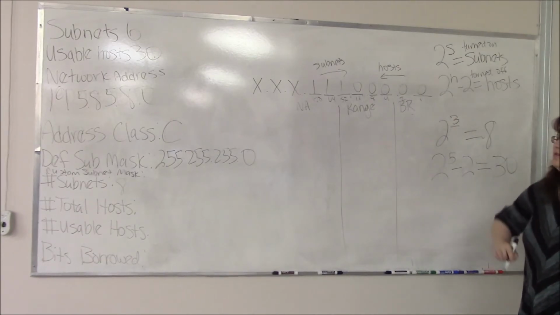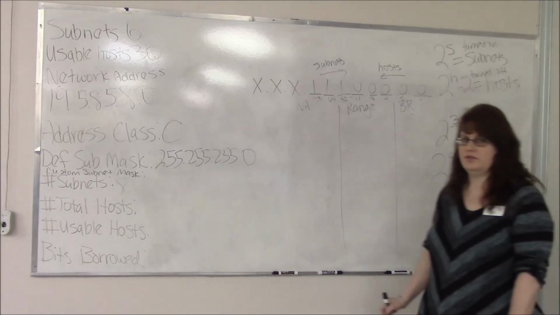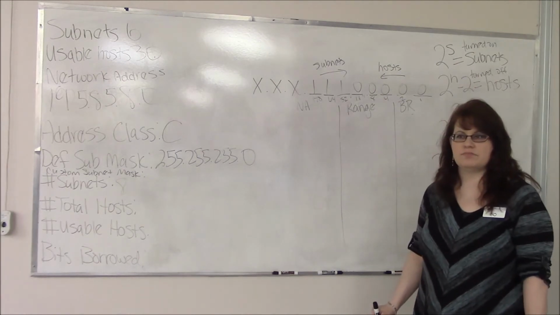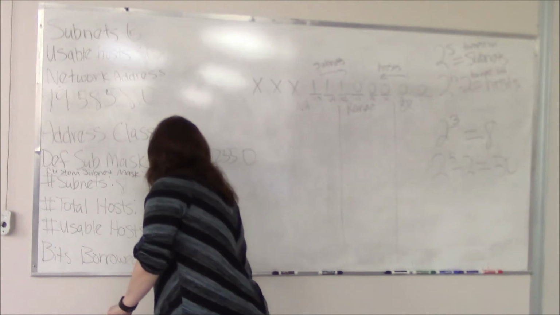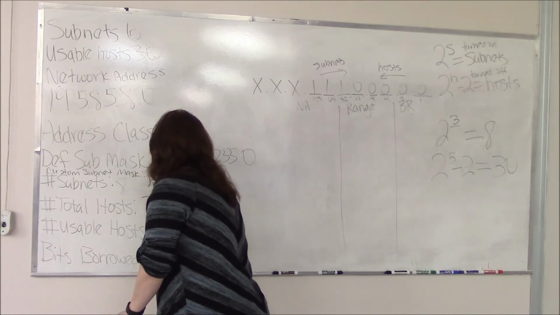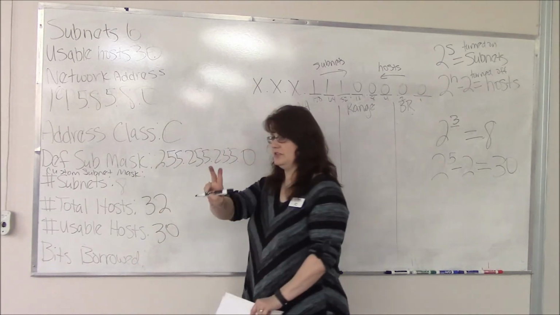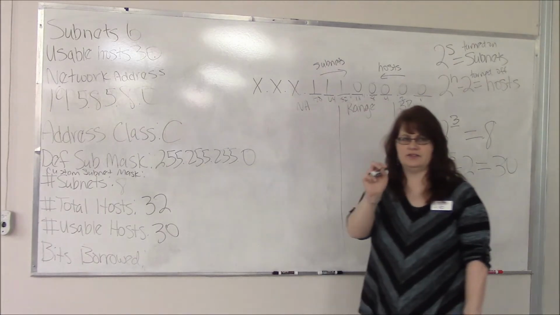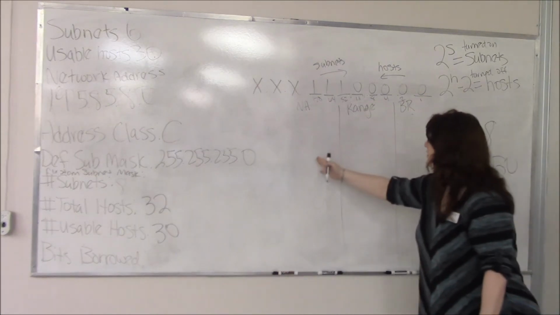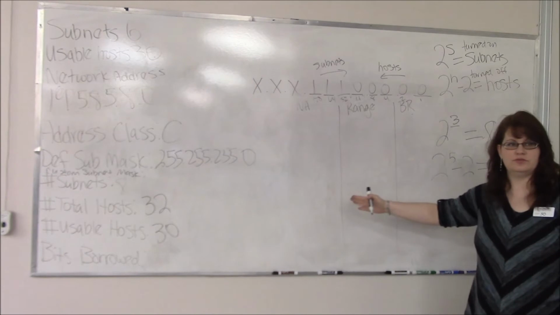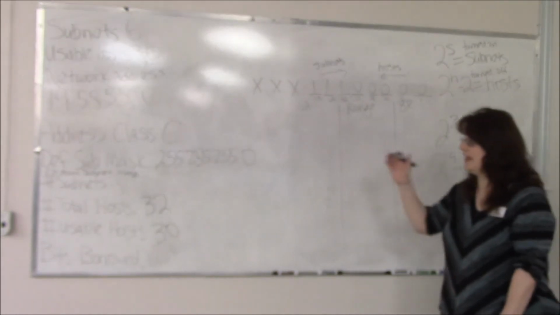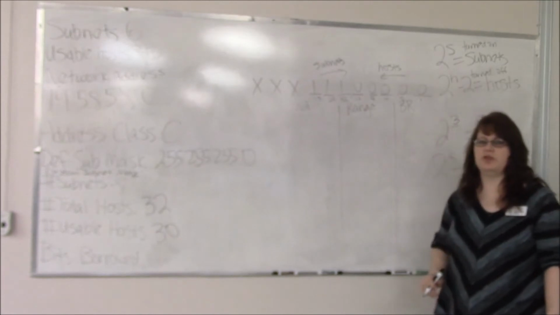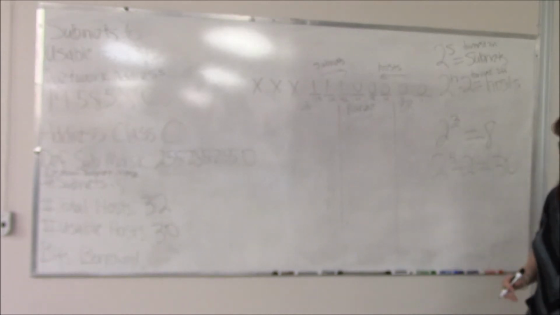How many usable hosts does it give me? 30. 30 usable. 32 total. Usable is always going to be 2 less, remember, because of the broadcast and the network, the ones I put on these columns that I can't use. Okay? So 30 usable hosts. So I have 8 subnets with 30 usable hosts in each subnet.